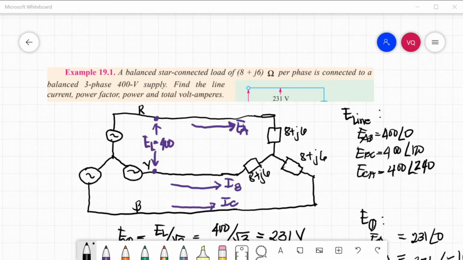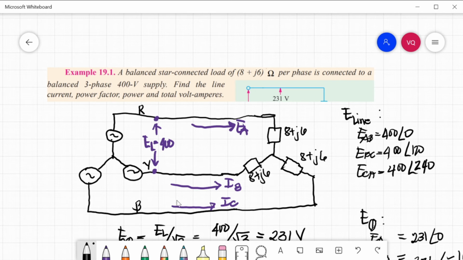Example: a balanced star-connected load of 8 + j6 ohms per phase is connected to a balanced 3-phase 400 volt supply. Find the line current, power factor, power, and the total volt-amperes.